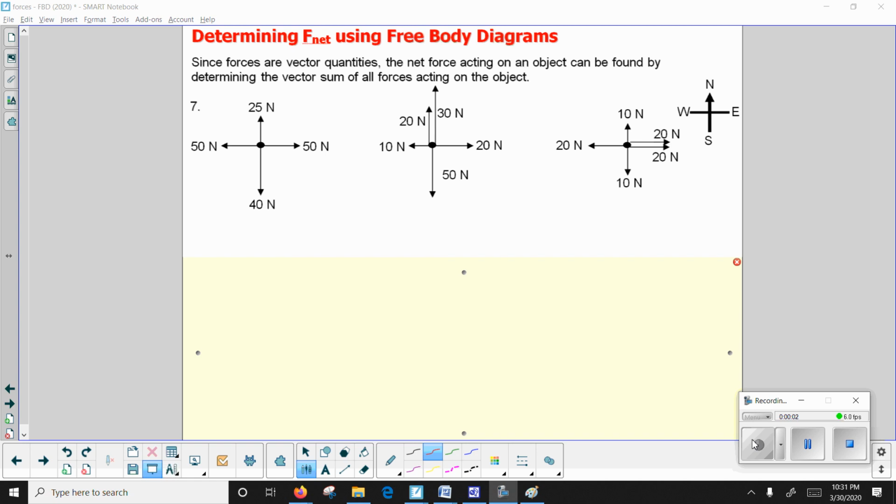Okay, everyone, this is Mr. Kier. In this video, we're going to be continuing our free body diagram experience, but this time we're going to be including numbers. So this page in your workbook, I'd like you to modify it a little bit.